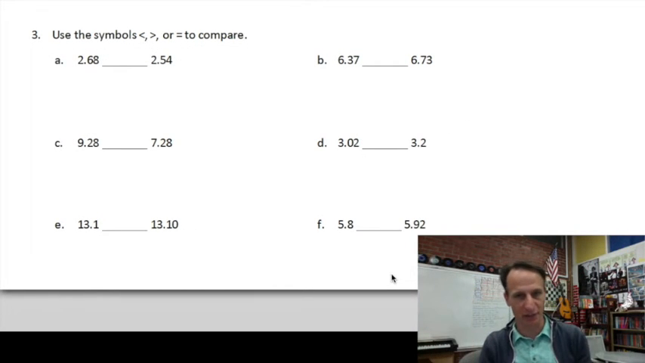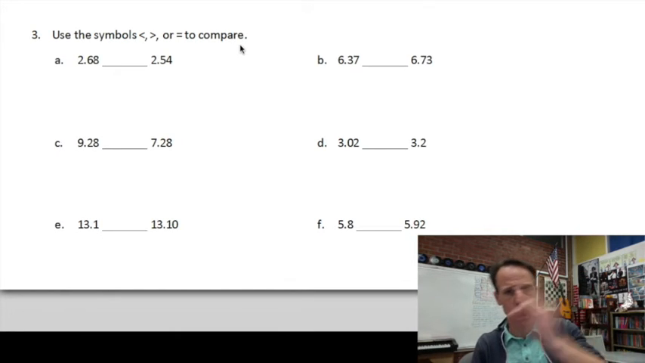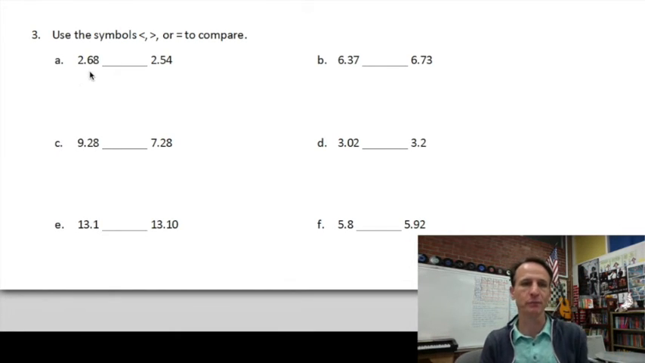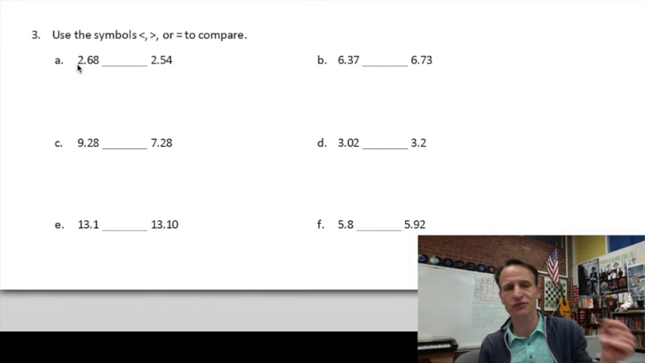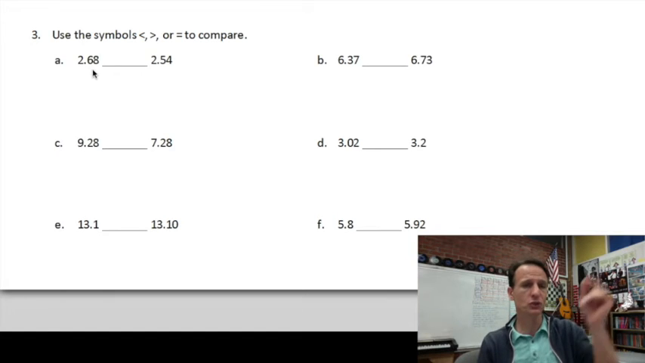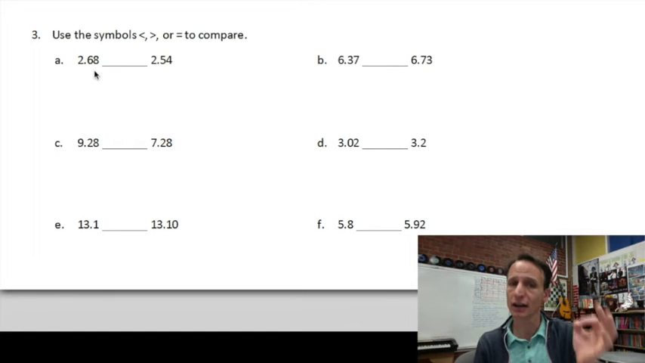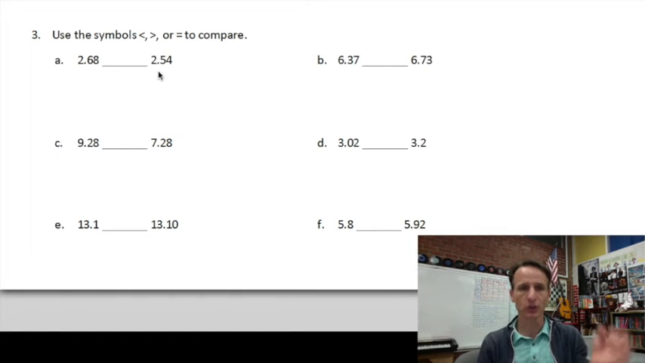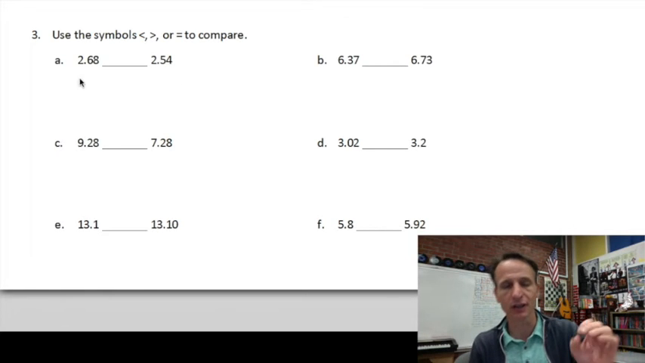And in number 3, we are set free! Hallelujah! No more area models, no more number lines. We're just using less than, greater than, equal to compare. Let's do it. They start us off with one that's pretty straightforward. It helps to read the numbers correctly: 2 and 68 hundredths compared to 2 and 54 hundredths.